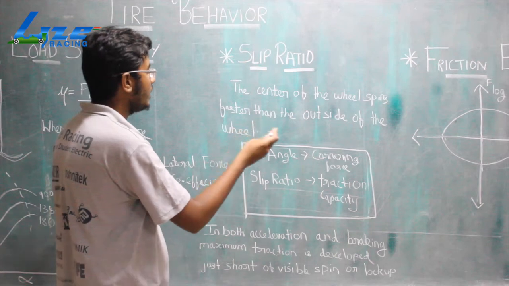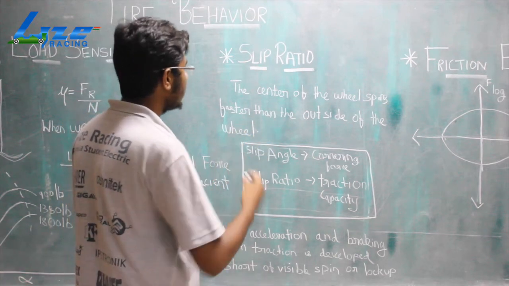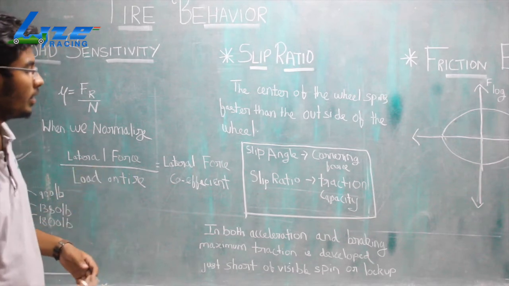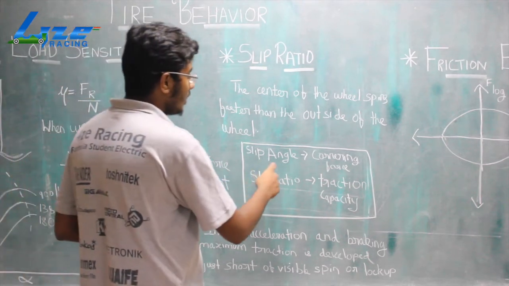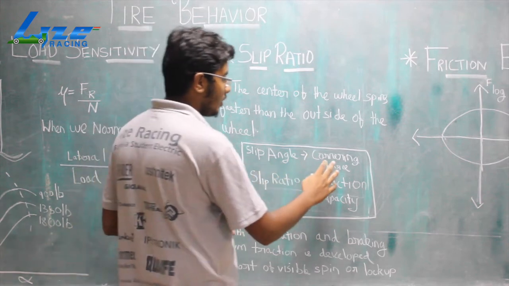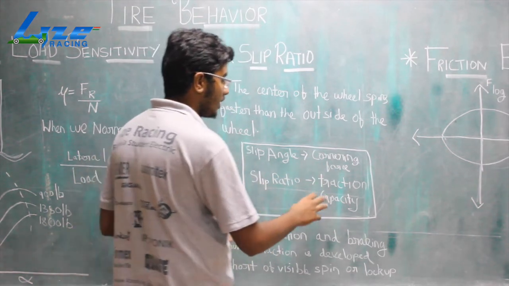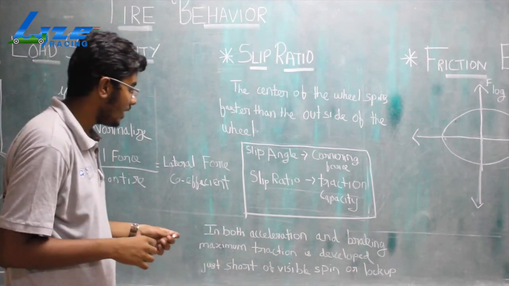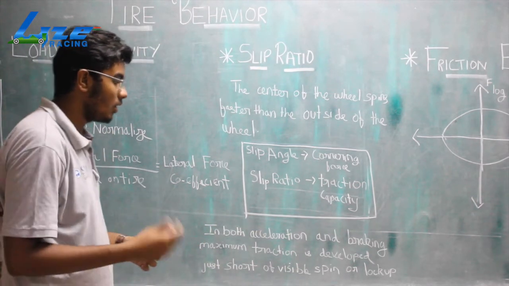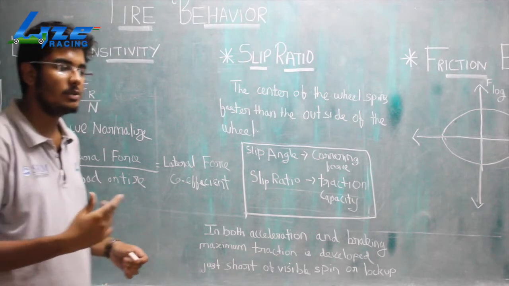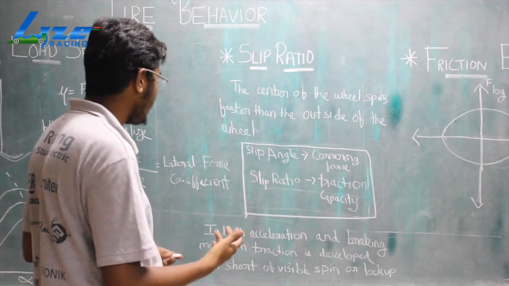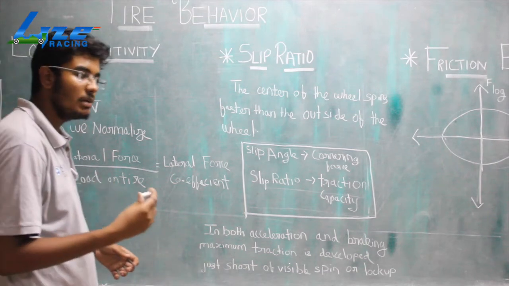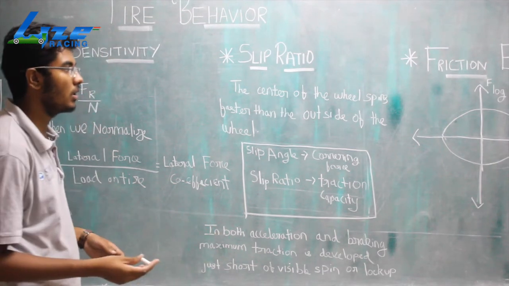Slip ratio. The center of the wheel spins faster than the outside of the wheel. This is the definition of slip ratio. Slip ratio is just like slip angle but in a longitudinal sense. Just as slip angle is for the cornering force, slip ratio is for traction capacity. One of the main misconceptions about slip ratio is that when the wheel gets locked up or when visible wheel spin occurs, it is the maximum traction limit. But actually, we reach the maximum traction limit just before the wheel spin or the lockup.